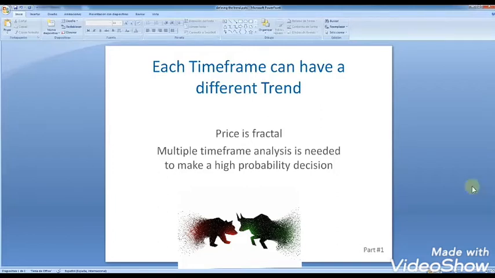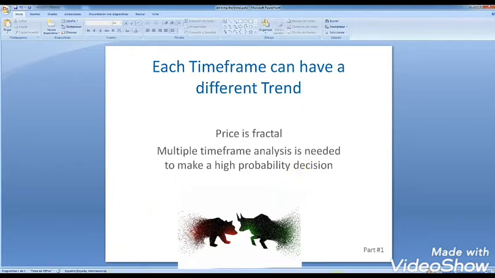Each time frame can have a different trend. Let's start with this small lesson, okay? We will define why price is fractal and why we need multiple time frame analysis in order to make a high probability decision.